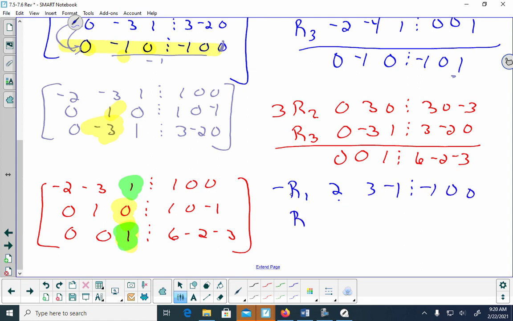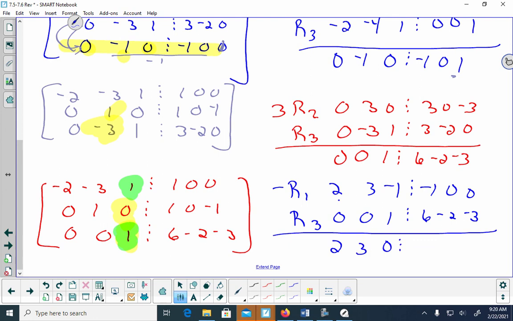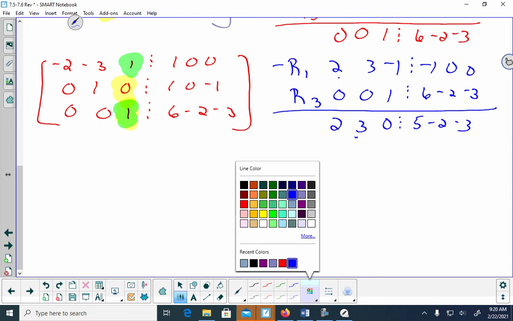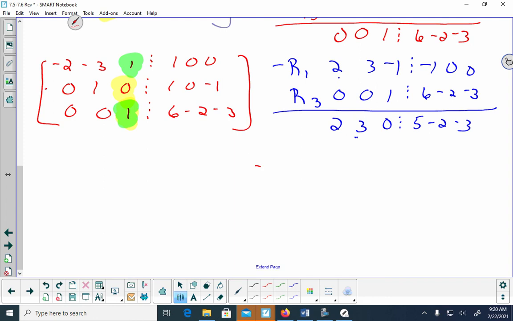And then here I'm writing down row 3, 1. And when I add, I'm going to get 2, 3, 0, 5, negative 2, negative 3. And then you know how I like to skip steps here. So I want to eliminate this 3. So I'm going to multiply row 2 by negative 2. So negative 2 times row 2, and this is my row 1 right now.